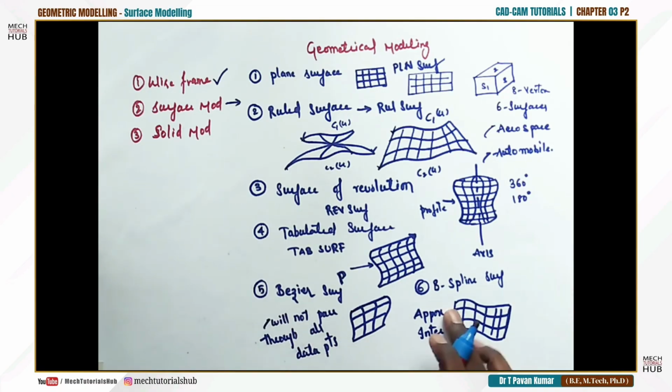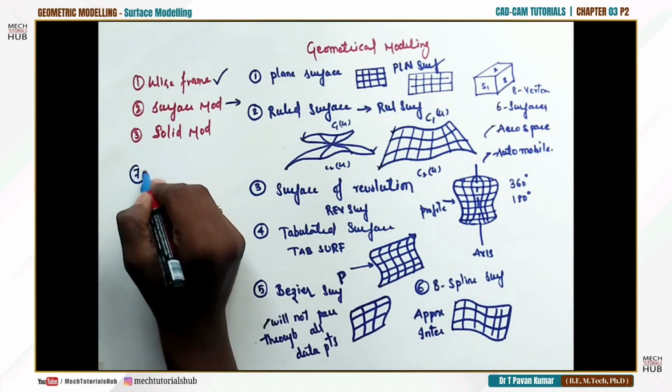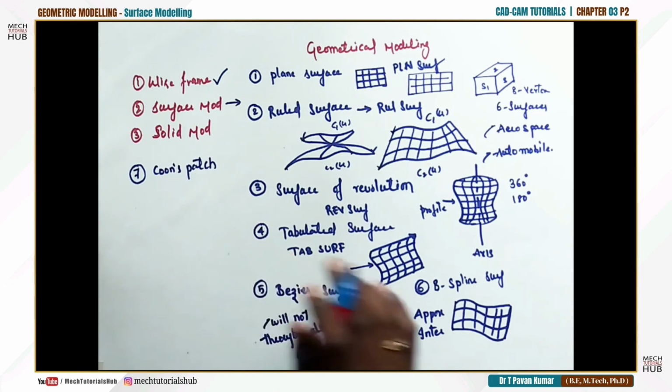Now these Bezier and B-spline are called synthetic surfaces, the way we discussed in wireframe that those two are synthetic curves. In a similar fashion, other than these 6, the 7th one is one more surface called Coons patch.